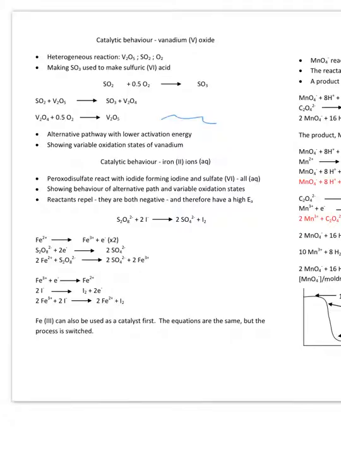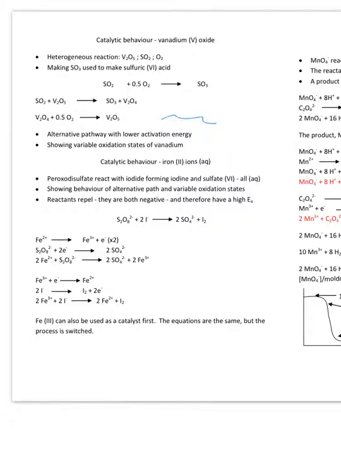Now if you combine these two reactions together, you form the overall reaction, because the V2O4 and V2O5 will cancel with these same chemicals on the right hand side. So this shows the variable oxidation states of vanadium, going from +5 to +4 and then going back to +5 again. Next is the catalytic behaviour of iron(II) ions.